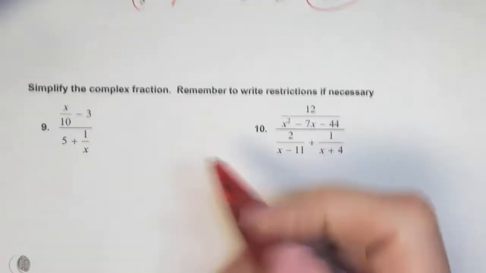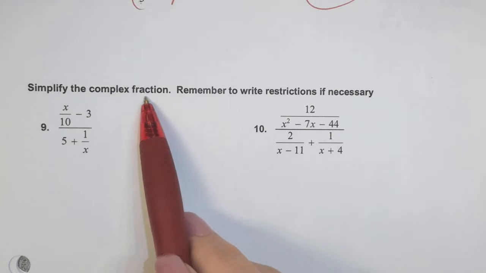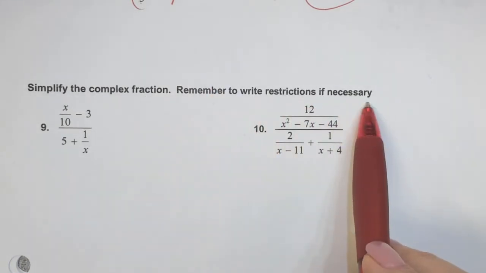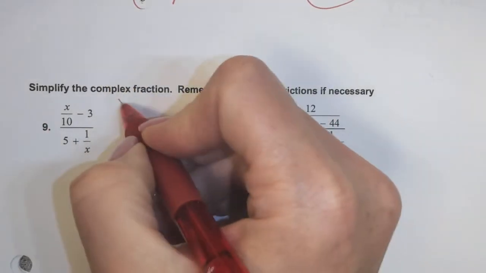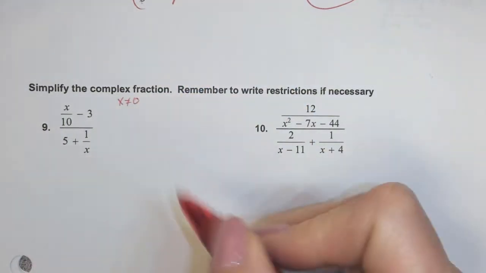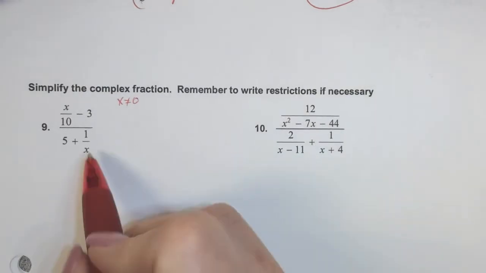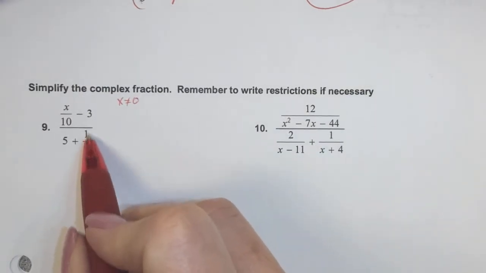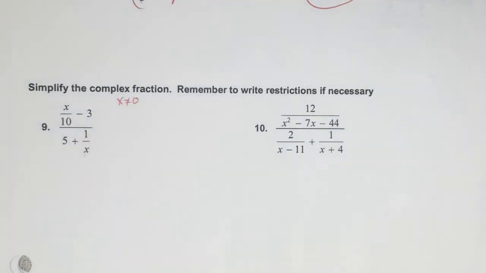Try to embrace it. All right, simplify the complex fraction. Remember to write restrictions if necessary. Looking at the beginning here, x cannot equal 0, or else I'm going to be dividing that by 0 and having an undefined value.